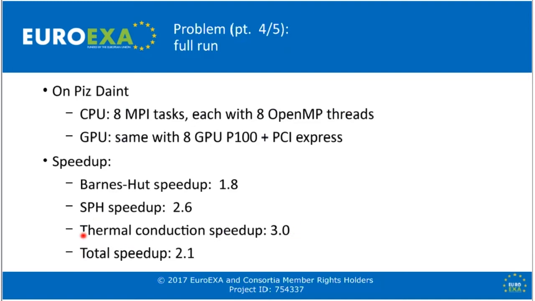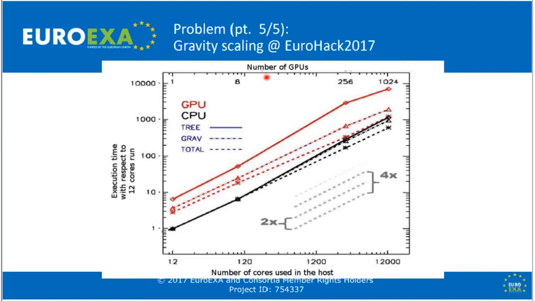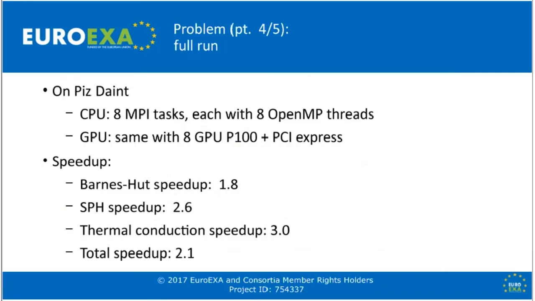Especially this thermal conduction, which always works on all active particles. Sorry, it always works when the number of active particles is the total number of particles in the simulation. That's why we get the maximum speed up. But we still got a speed up of 2. We were very happy.